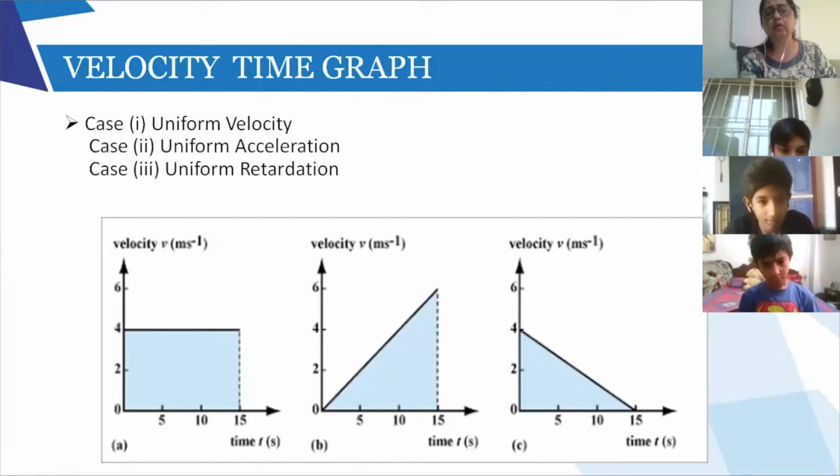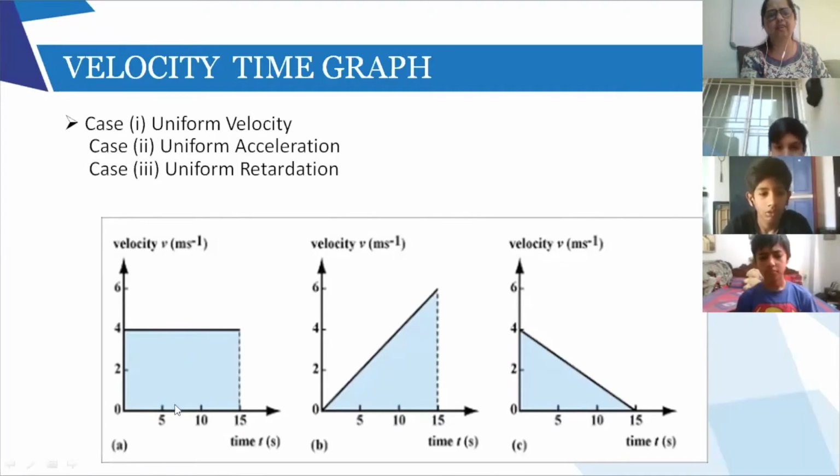Whenever, as I told you yesterday, the velocity is variable, that means the velocity is changing, only then is there acceleration. Here, velocity is not changing, so acceleration is 0. There will be absolutely no acceleration over here. So in the first graph, there is no acceleration. It is uniform velocity. Can you see the straight line?